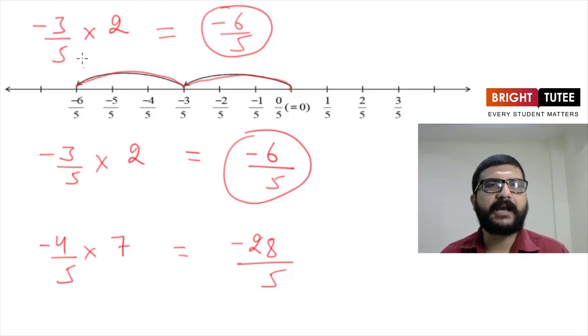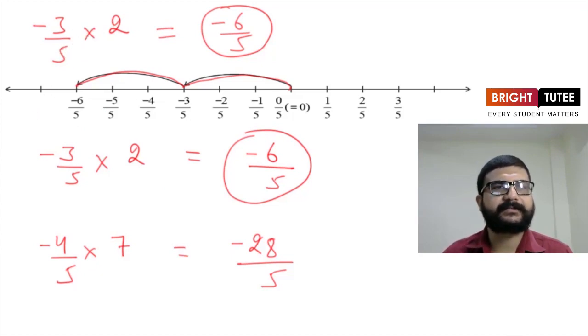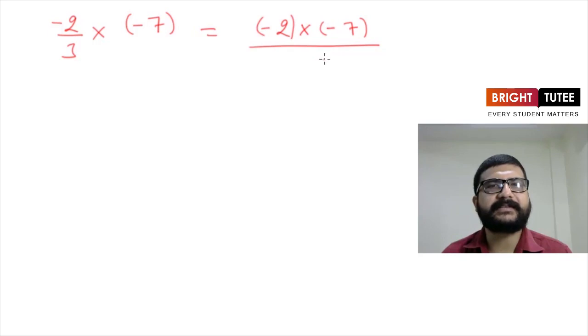So here we have seen how to multiply a rational number with a positive integer. Now let's multiply a rational number with a negative integer. So for example, we are having minus 2 upon 3 multiplied with minus 7. Now how should we do this? Again we will multiply this numerator with this integer. So we will get minus 2 into minus 7, and we know how to multiply integers, and the denominator will be 3.